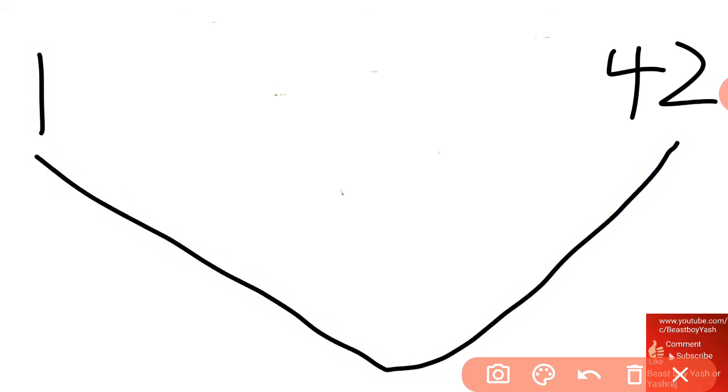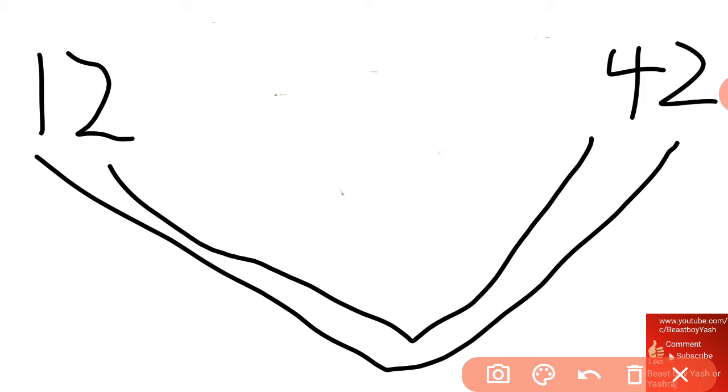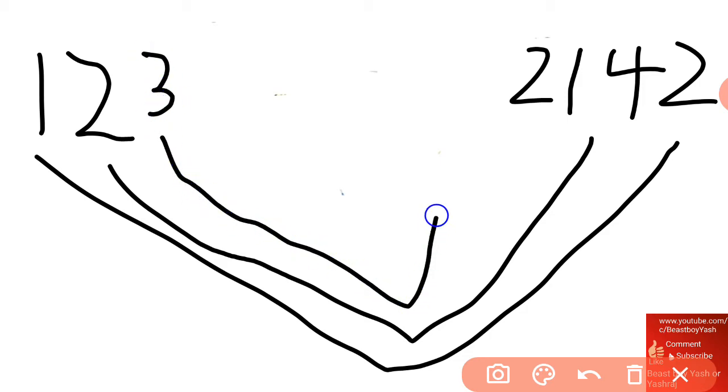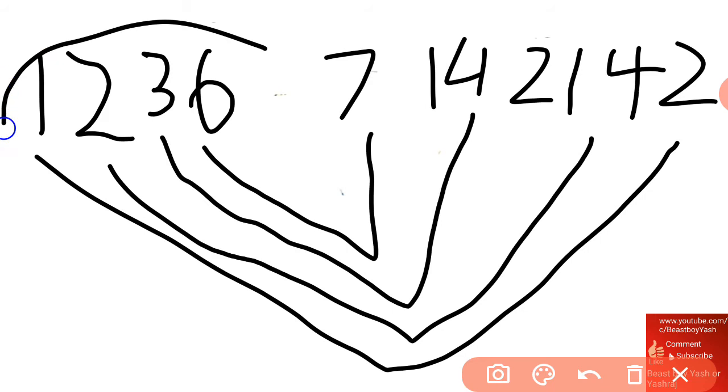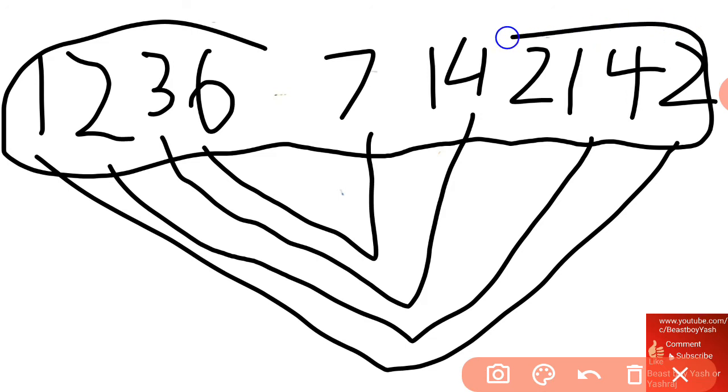Then 1 multiplied by 42 is equal to 42, and then 2 multiplied by 21 is equal to 42, and then 3 multiplied by 14 is equal to 42, and then 6 multiplied by 7 is equal to 42. So the factors of 42 are 1, 2, 3, 6, 7, 14, 21, 42.